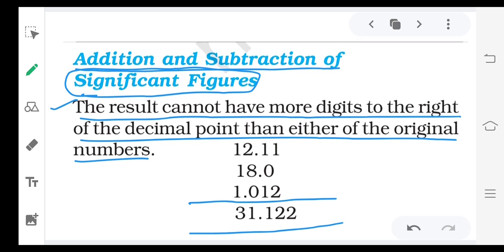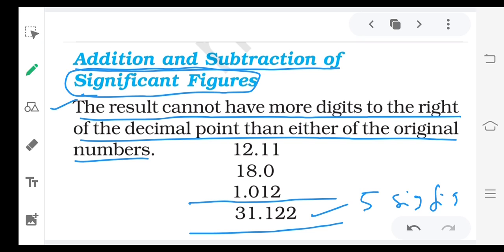12.11, 18.0, 1.012. If I add all these numbers, I get the result 31.122. So this 31.122 has how many significant figures? There are 5 significant figures. But what is the rule? The result cannot have more digits to the right of the decimal point than either of the original numbers.